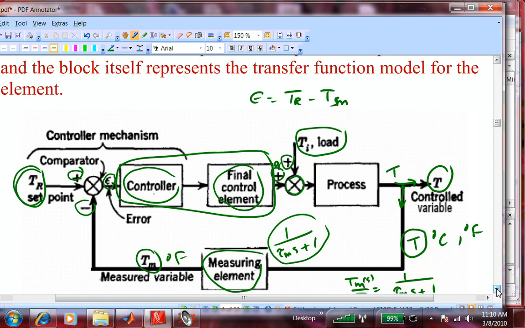It is for the process that we need to develop the model, the transfer function and the time constant. But for the other instruments like the controller, you will have the K that we need to tune, that will affect the time constant of the controller. But in the measuring element, the manufacturer should give you what it is.